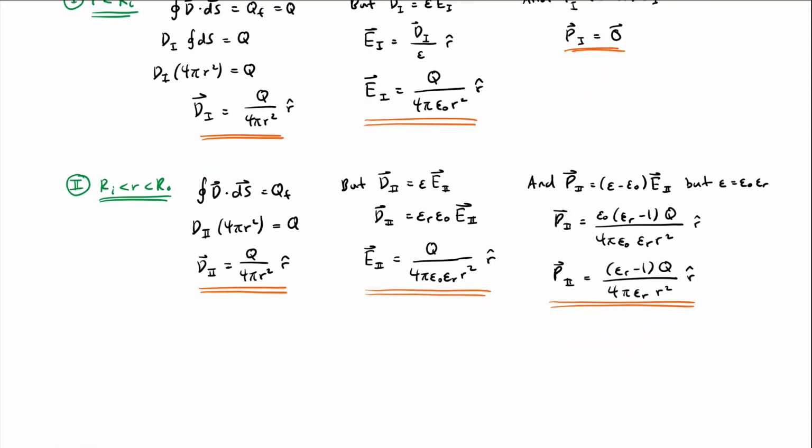So we've solved for region 2, and now the last region we have to solve for is region 3. That's when r is greater than Ro. We have the integral of D dotted with dS, so we're just going to use Gauss' law again. The enclosed charge is always just going to be Q, and the surface area of your sphere is going to be 4 pi r squared. So no matter what, we note that our electric flux density is identical for all three regions.